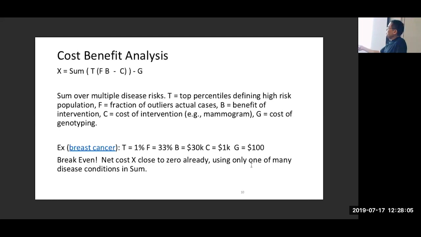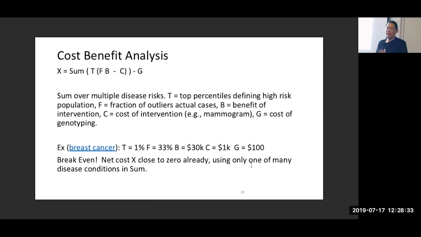If you plug in numbers for just breast cancer alone, it looks like, again, this is just a naive kind of physicist analysis. This is something much stronger should be done by real medical economists or policymakers. It looks like you break even. It looks like the cost of genotyping all the women in the United States is about paid for by what you save from detecting breast cancer early in that 1% that are currently walking around at high risk without knowing it.